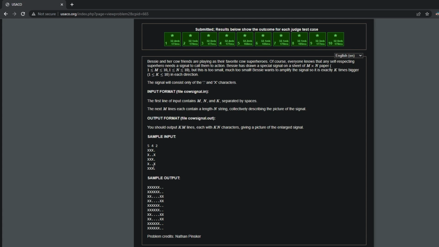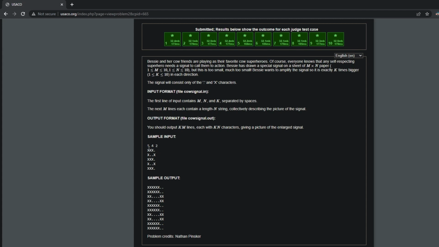And so when we amplify the signal by 2, it should come out to be like this. And if you notice, there's actually an easy way to just see how to amplify the signal regardless of what k is. All you need to do is, if you have one character here in this line, just print out two of them. And then what you need to do is print out two of these lines, right?